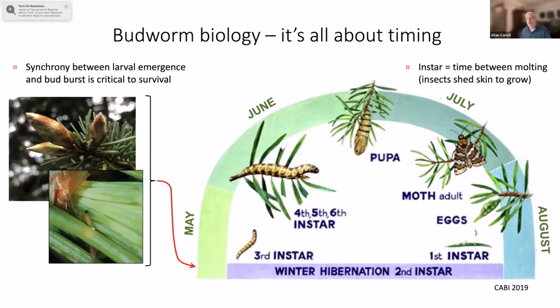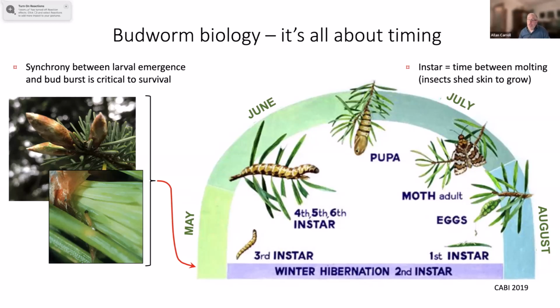So this issue of synchrony is absolutely key to the success of this insect in our environments. So this is the basis of the constraint and the basis behind the whole idea of shifting outbreaks in terms of severity and distributions. And I'll show you how that works in a second.